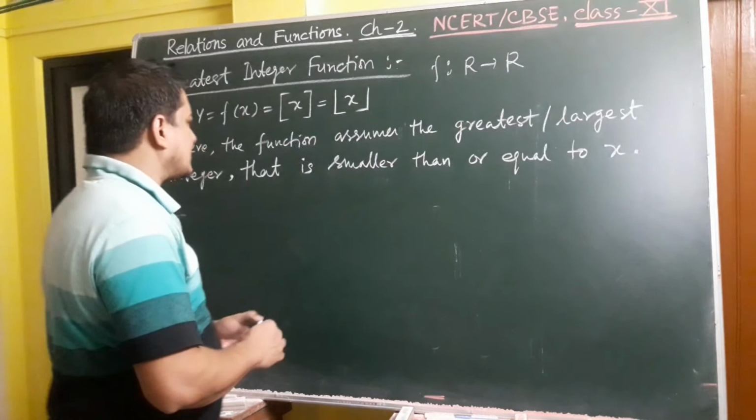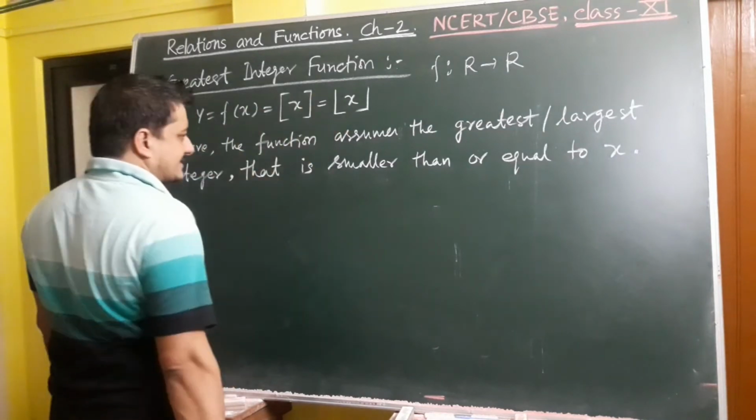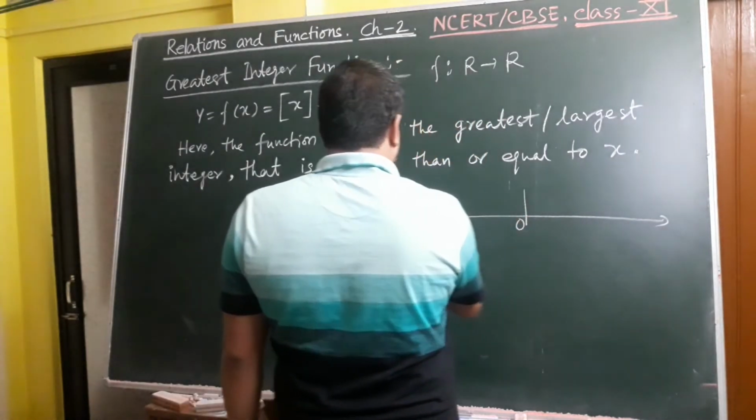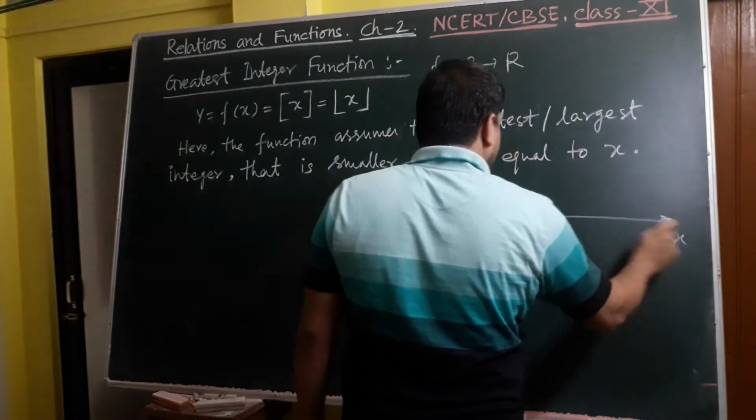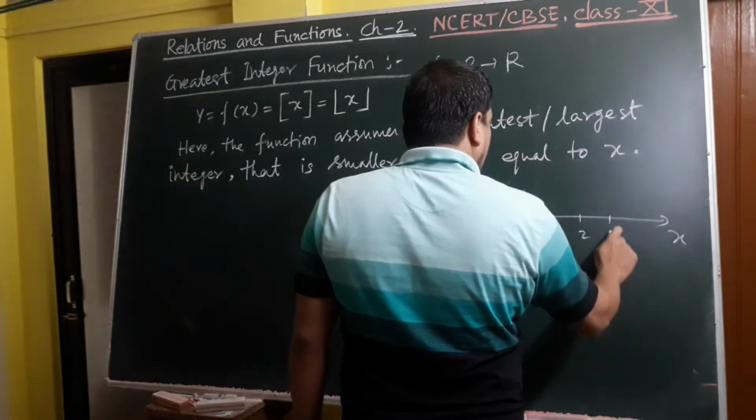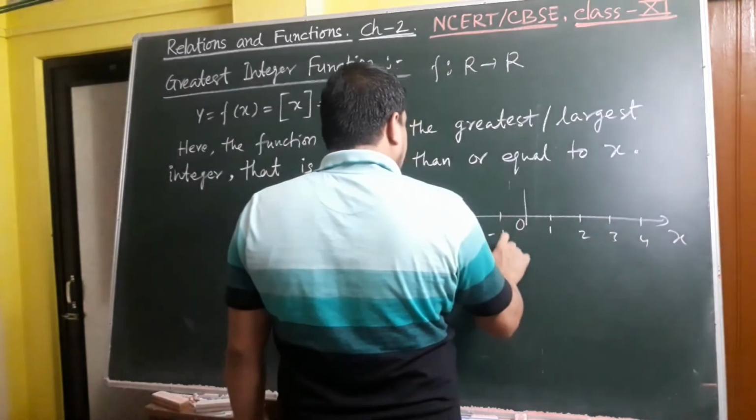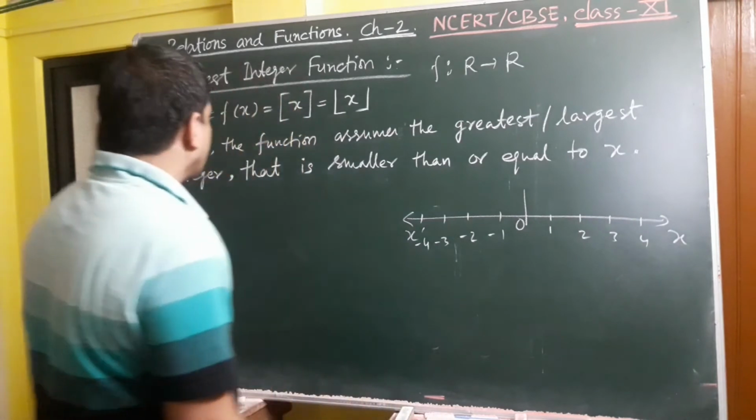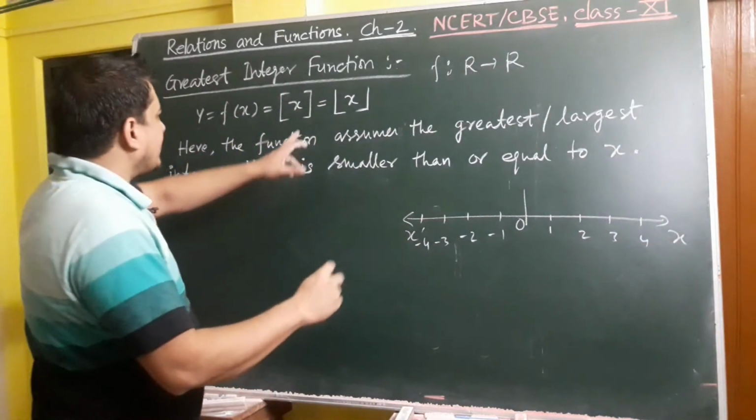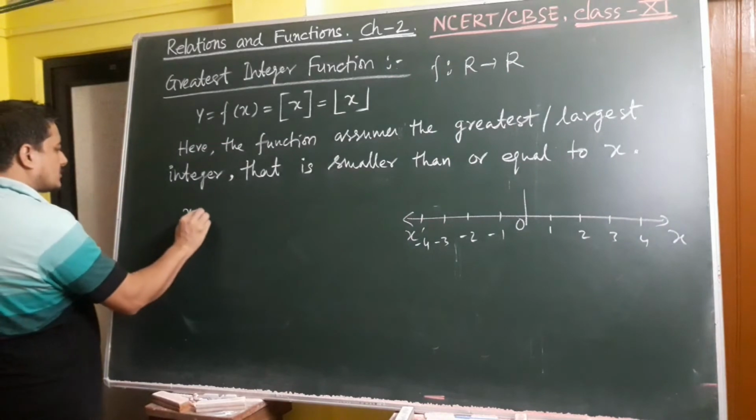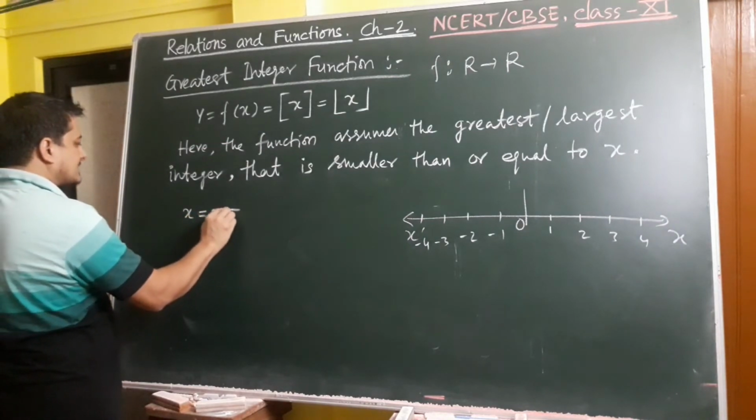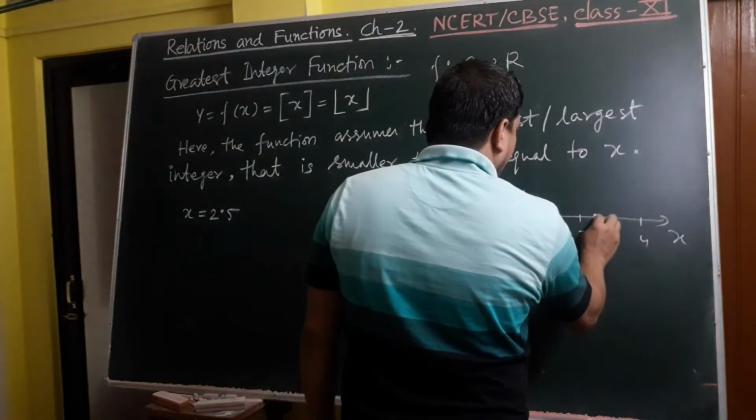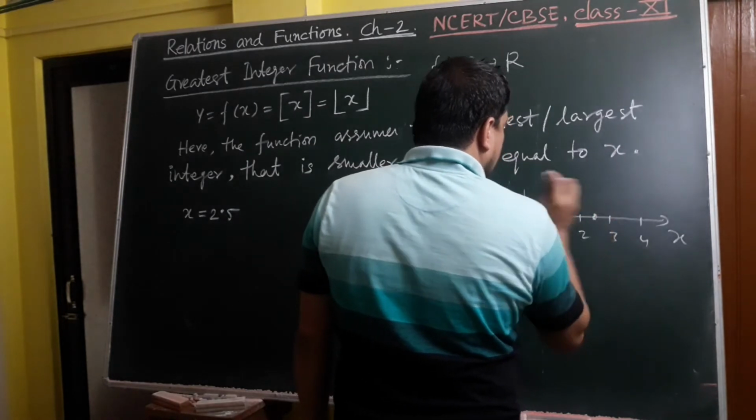So if you put any value of x, say this is my real axis, so this is 0, say this is x' x, so this is say 1, 2, 3, 4, minus 1, minus 2, minus 3, minus 4, like this. See, if I take any value, say x is equal to 2.5. Where is 2.5? It is located somewhere here between 2 and 3. So this is 2.5.